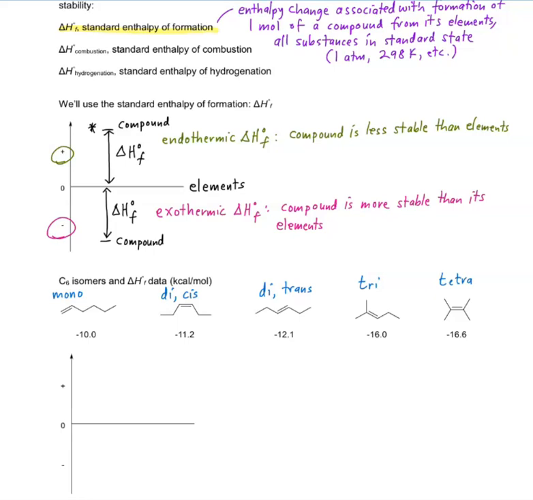Now we already know that the monosubstituted isomer is the least stable, and the tetrasubstituted one is the most stable.